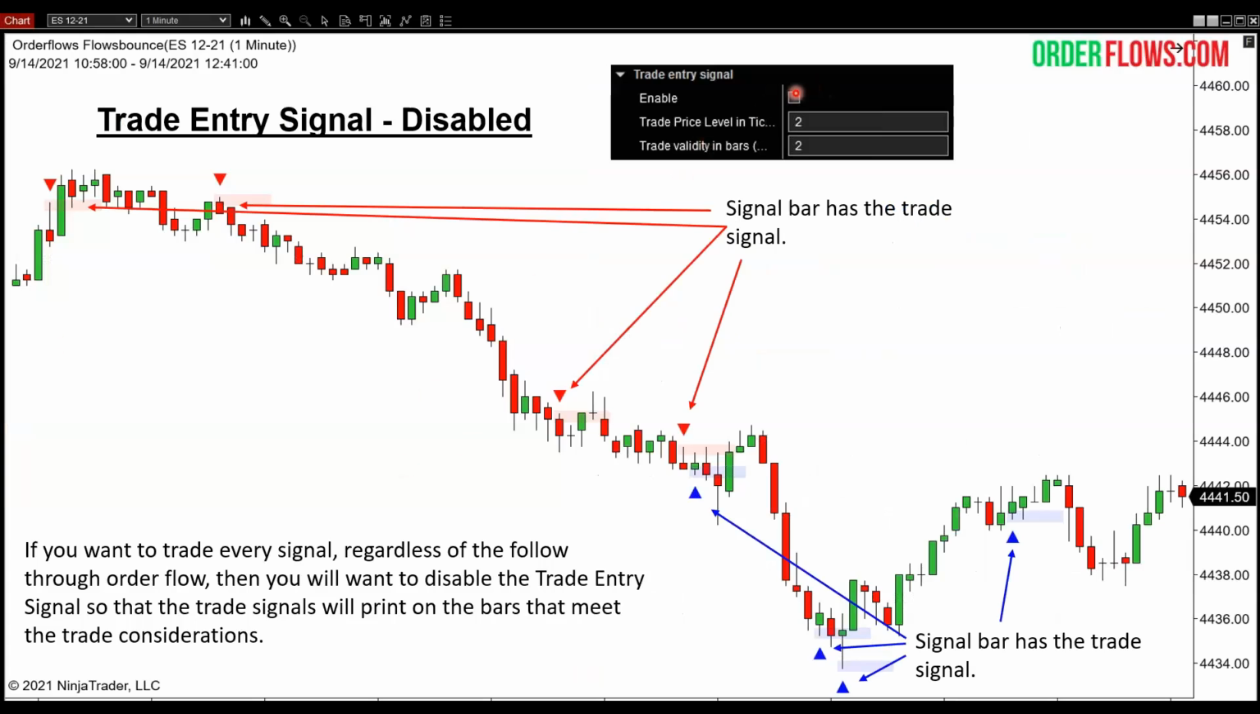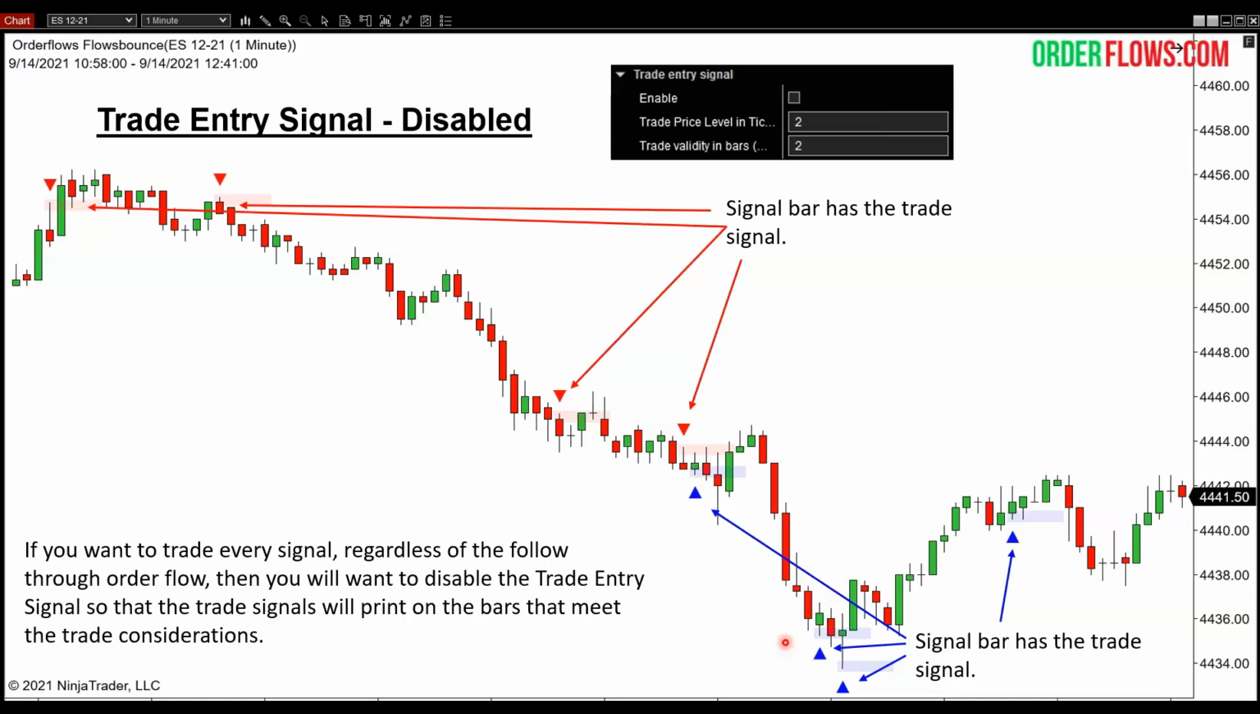So on a chart, this is how it looks with the trade entry signal disabled. Every bar that has a signal will also have the red triangle for a sell or a blue triangle for a buy. And again, you might not want to use this on all markets. I disable it on a market like ultra bonds, bonds, interest rates, that move a bit slower, because those are markets that once they pick up a head of steam, just keep going in that direction. I disable the trade entry signal because I want to see every single signal that appears, and then decide for myself if I'm going to take it.